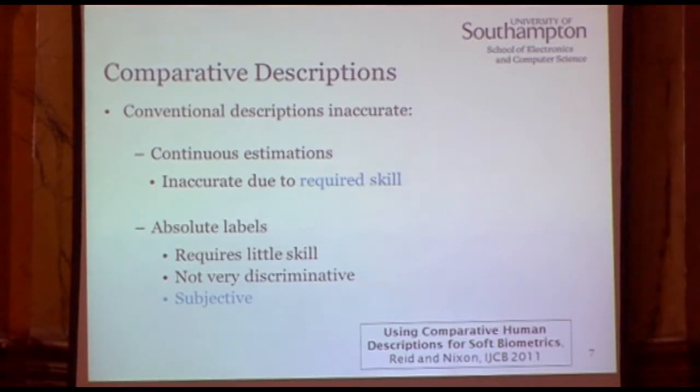It's also not very discriminative. Because it's categorical, there's only so many labels you can use to describe someone's height. So we run into a problem of subject interference, where you can have two subjects with exactly the same labels and you can't distinguish them apart.